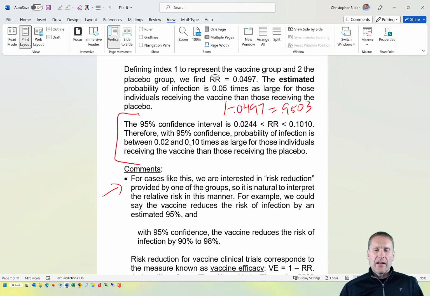So what this says is that if your probability of coming down with the disease was 0.05 as likely by taking the drug versus not having the drug, in other words, having the placebo, then conversely you could say my probability of becoming infected is reduced by 95% by getting the vaccine versus the placebo, by using this 1 minus the relative risk.